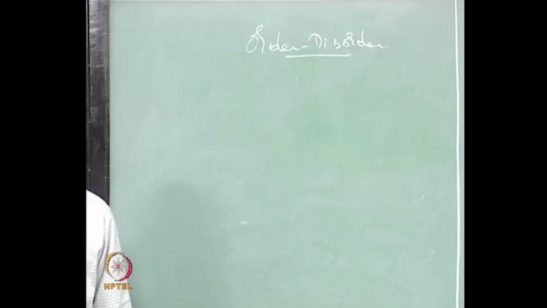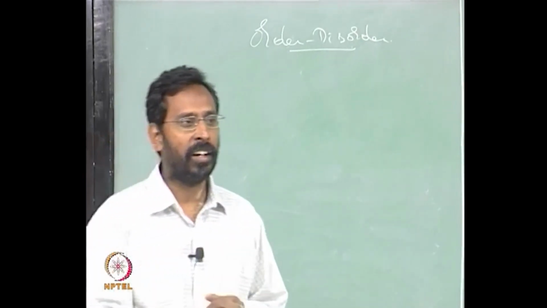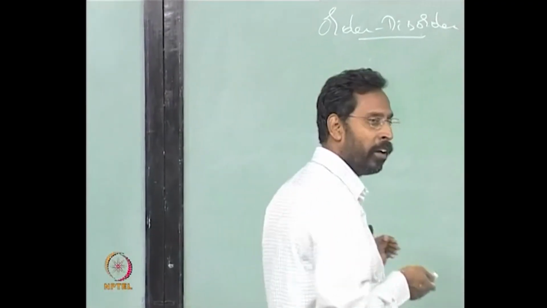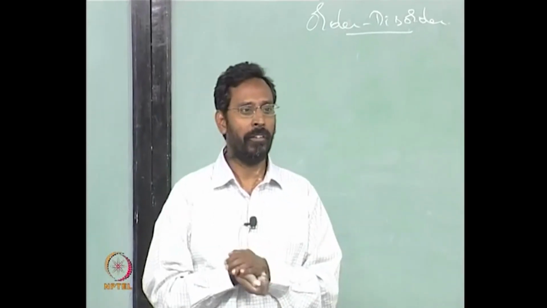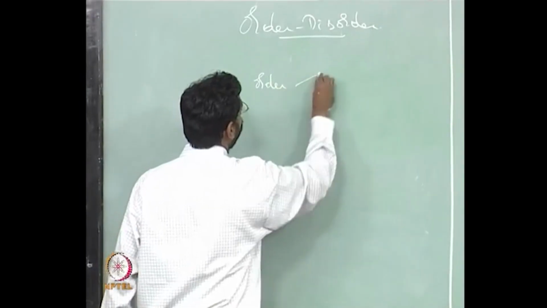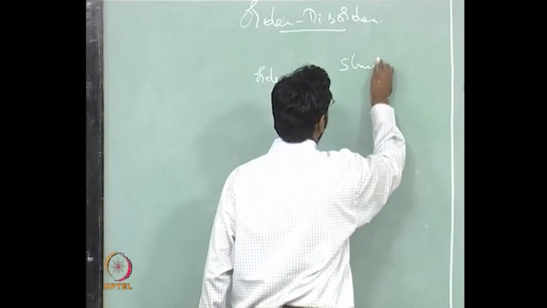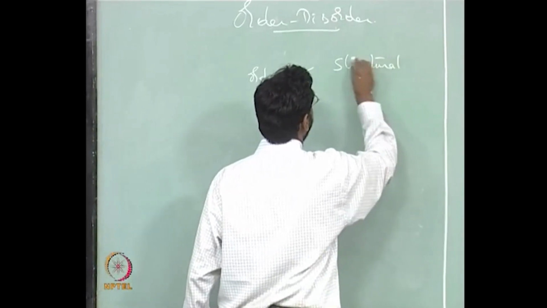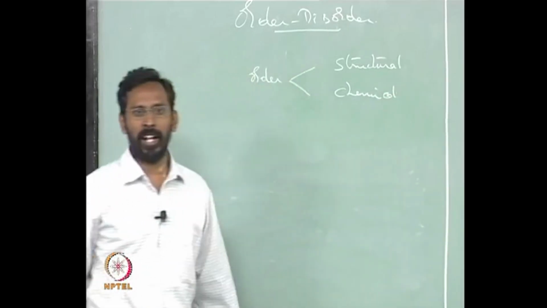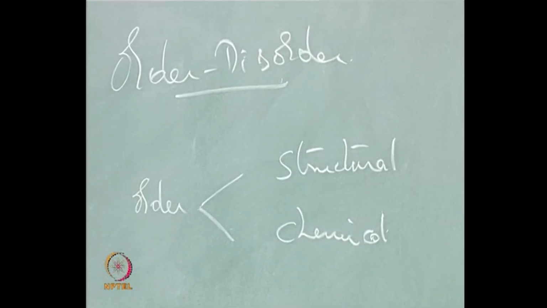Before we actually go into the thermodynamics, let us look at how we recognize this order disorder transition in a material. Whenever we say order and disorder, I think all of you are aware, there are two types of order in a material. We talk of structural order and we talk of chemical order. Whenever I say this is an ordered material, we are usually using the term chemical order there.